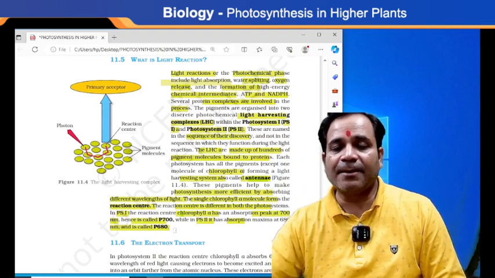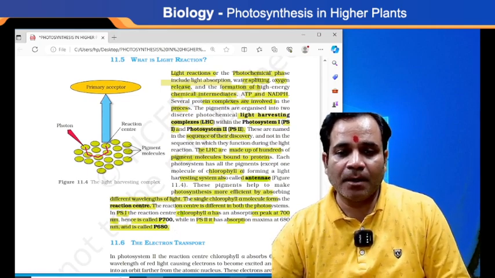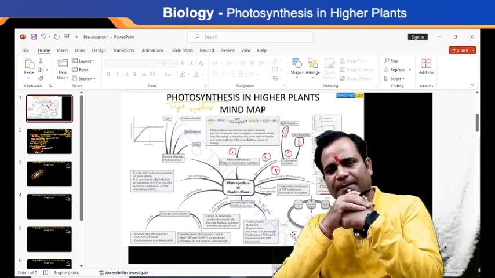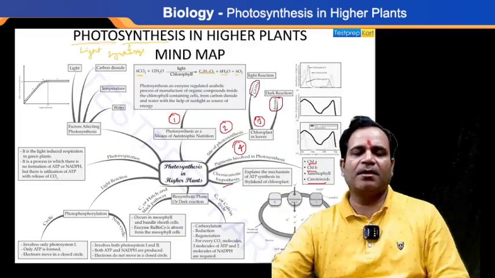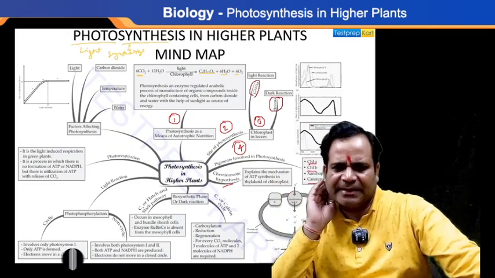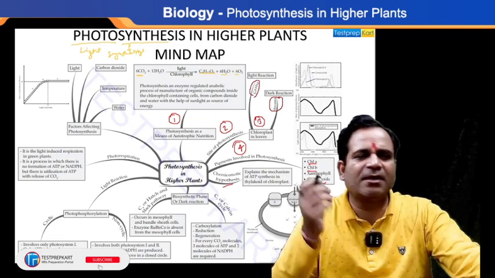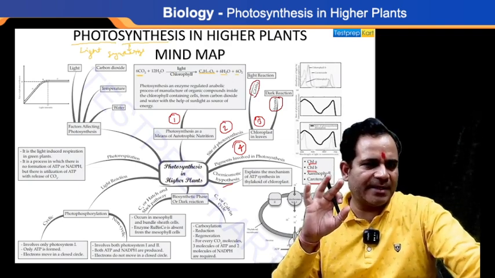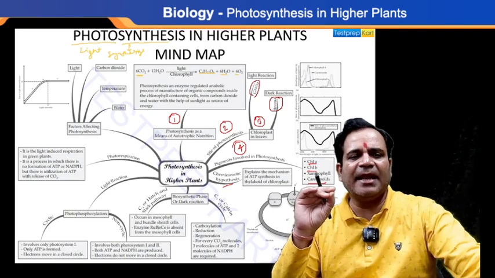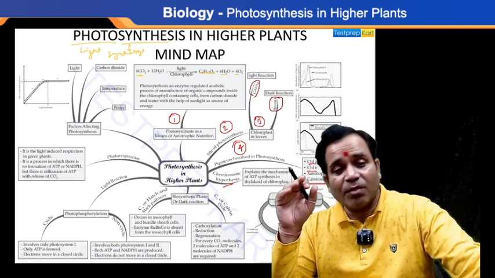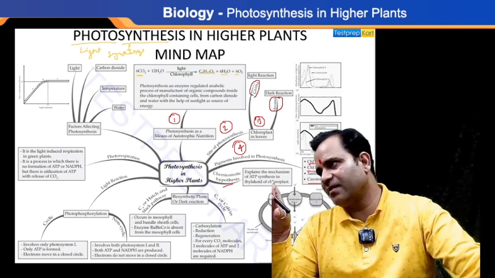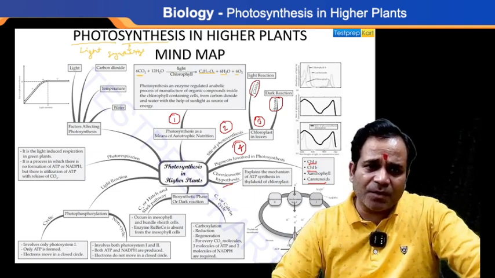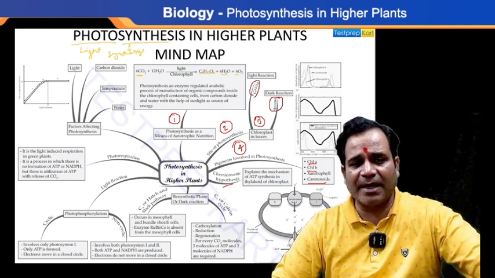Now the point is photosynthesis in higher plants. If anybody asks you about photophosphorylation, you say, sir, photosynthesis takes place in a cyclic or non-cyclic manner. Photosynthesis means the process in which green plants make their food in the presence of light, my dear. But what is photophosphorylation?